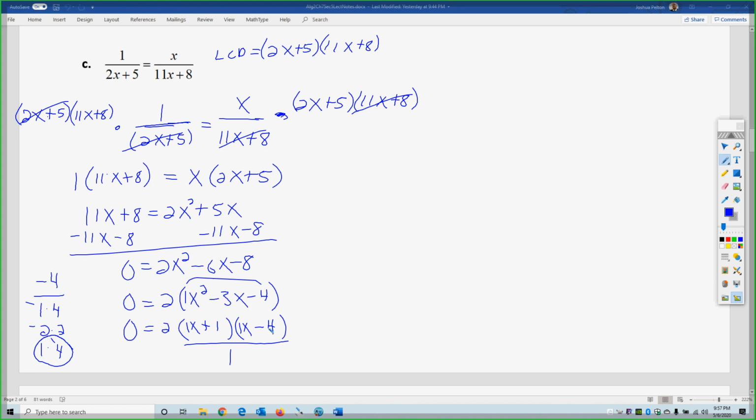So we get 0 equals 2, which can't be true. 0 equals x plus 1. And 0 equals the x minus 4. So x equals negative 1 or x equals 4. And the question is, do they both work? Well, if you plug them back in, you're good. So we get 2 possible solutions on this problem. And that is the end of part 1 of solving equations.